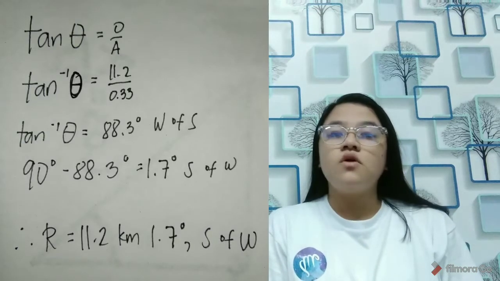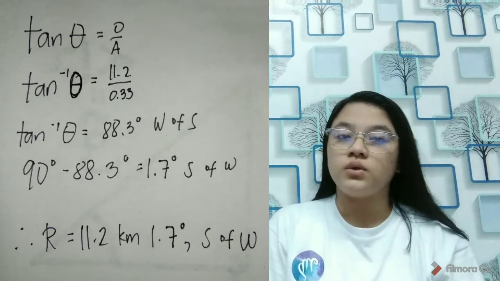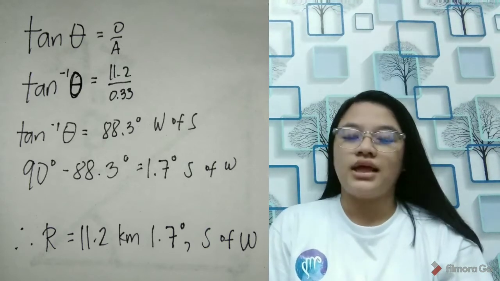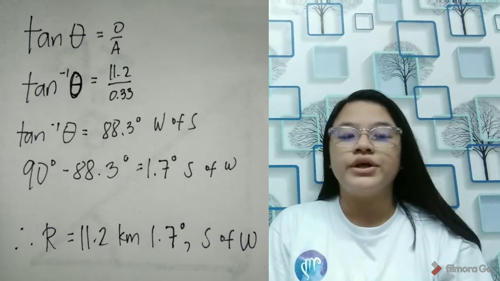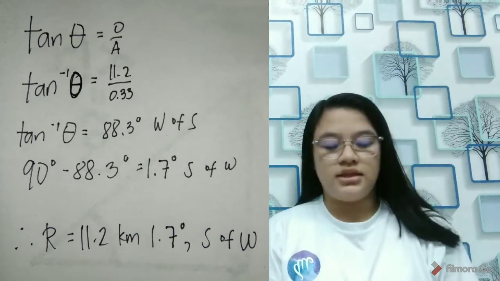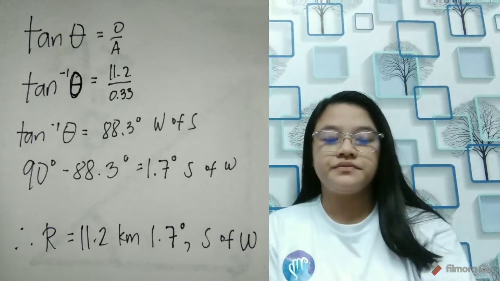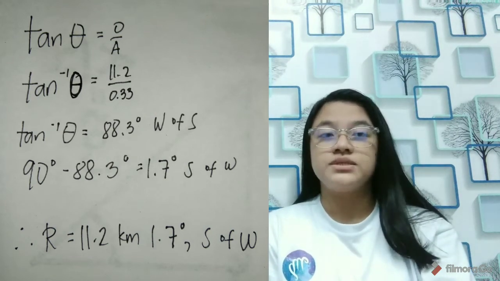For the last part, we will now proceed to the tangent theta. Tangent theta is equal to opposite over adjacent. We will now substitute the given values so that tangent theta is equal to 11.24 over 0.33. And again, just type it on the calculator. That gives us an answer of 88.3 degrees west of south.